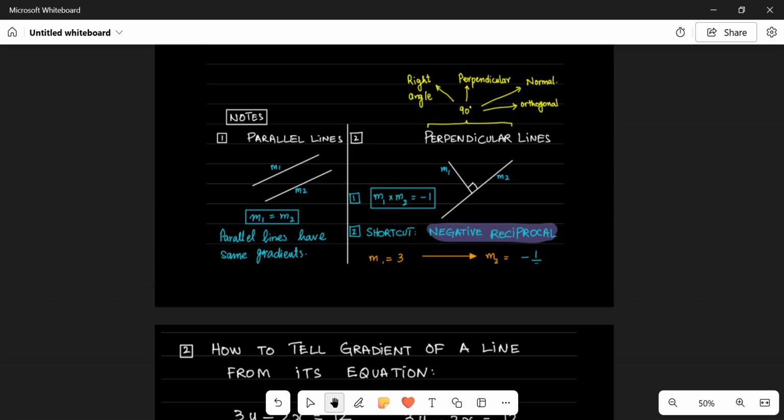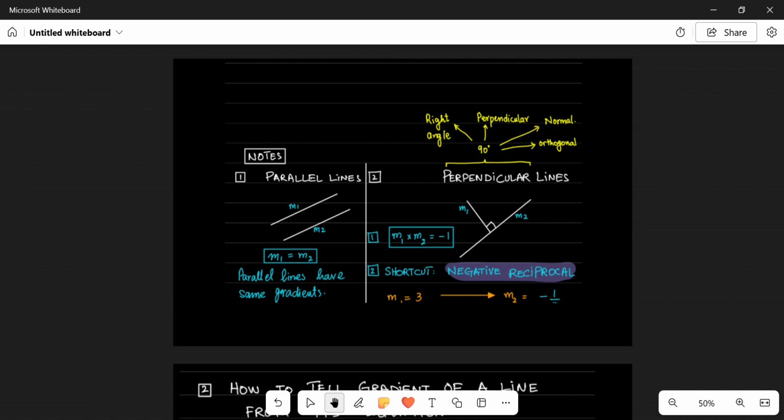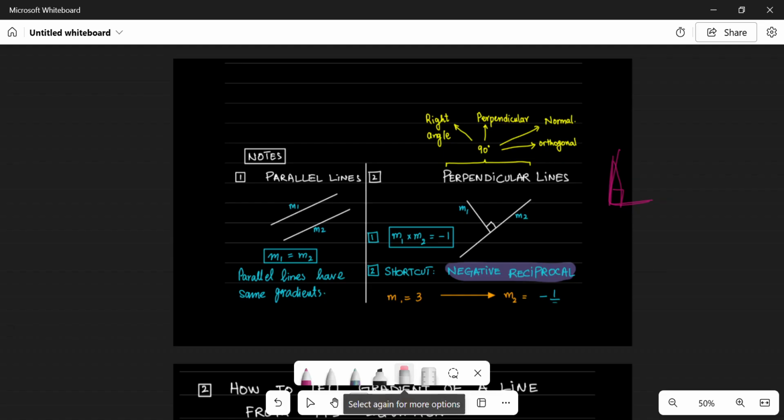Now here, these are the notes about parallel lines and perpendicular lines. Perpendicular lines have 90 degrees, as we know, a right angle. It's called a right angle, it's called perpendicular, and it's like a normal to the original line.